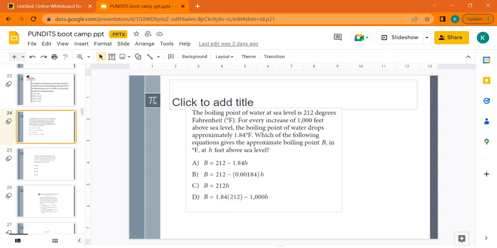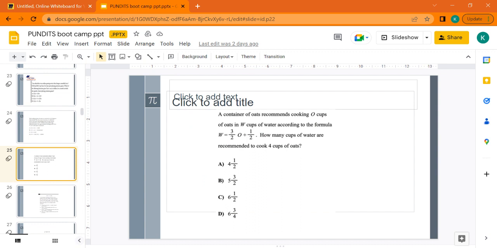Last time we solved this question here involving the variation of the boiling point of water based on how far above sea level we are, and I asked you to solve this question involving cooking oats. Let's go through this question.